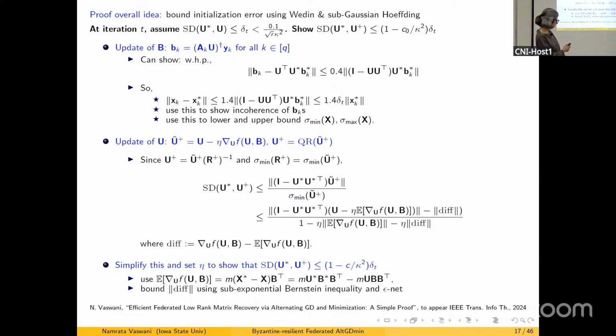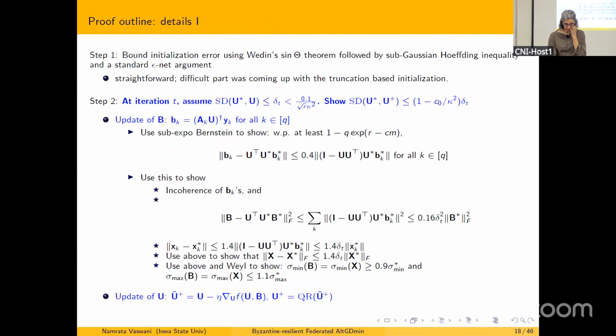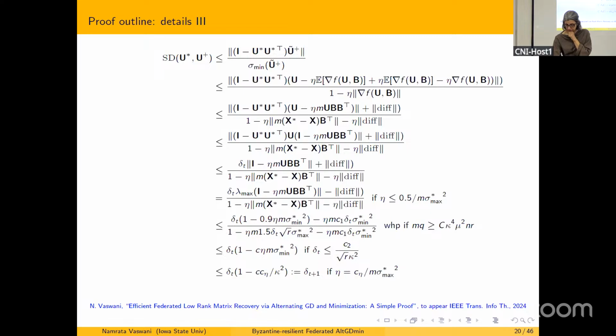And then you're essentially taking this, what I call diff, which is the gradient minus its expected value, and using sub-exponential Bernstein to bound it, an epsilon net argument. Again, if you've read the first 4 chapters of Vershynin's book, standard techniques. So yeah, the novelty is in the design of the algorithm in order to make the analysis easier. Skip these things.